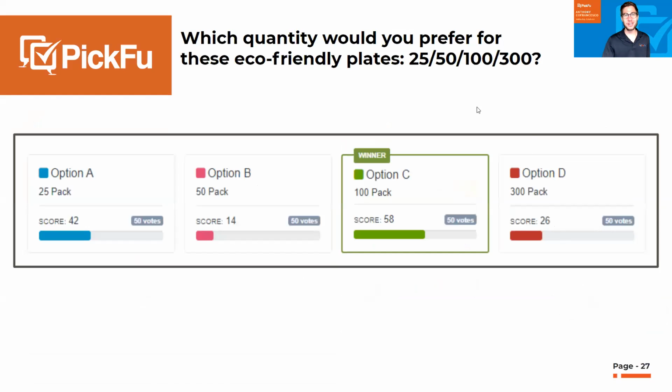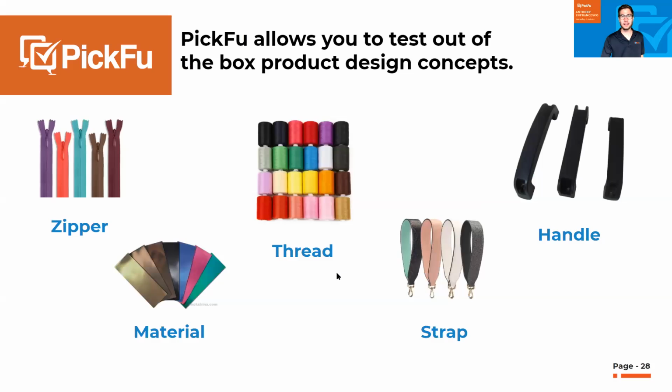Another good example here is thinking about quantity, right? So you might have used product research and you might know that eco-friendly plates are hot right now, right? But maybe it's very new, there's not a lot of other people selling it, and you're saying, well, what quantity should I sell them in? And so PickFu can help you make those decisions. 25 here, tested all the way up to 300 units. PickFu allows you to kind of test these out-of-the-box concept ideas.